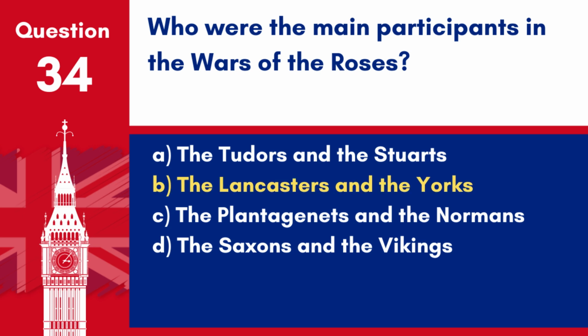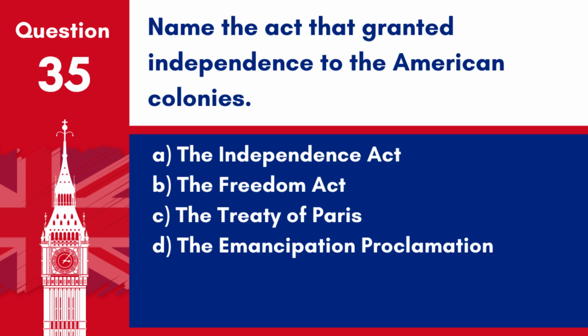Answer B. The Lancasters and the Yorks. The main participants in the Wars of the Roses were the houses of Lancaster and York. Question 35. Name the act that granted independence to the American colonies. A. The Independence Act. B. The Freedom Act. C. The Treaty of Paris. D. The Emancipation Proclamation.